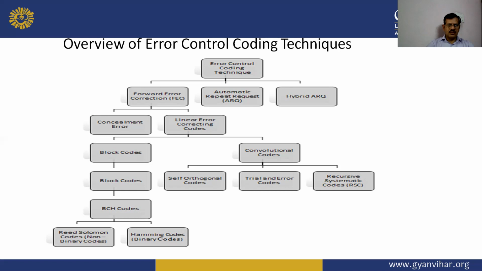BCH codes are divided into two types. First one is Reed-Solomon code or non-binary codes. Second is Hamming codes or binary codes. So this diagram shows the overview of error control coding techniques.